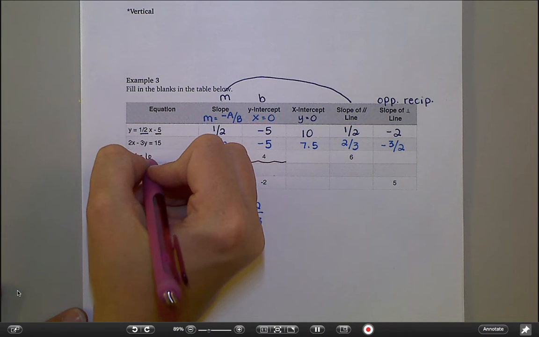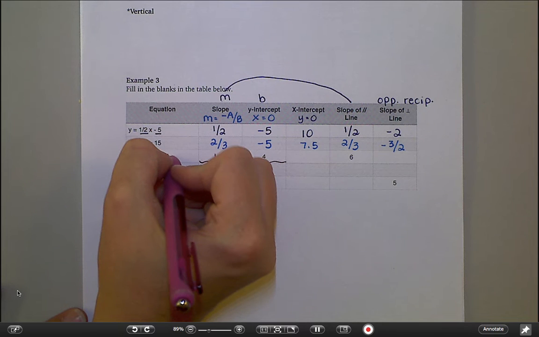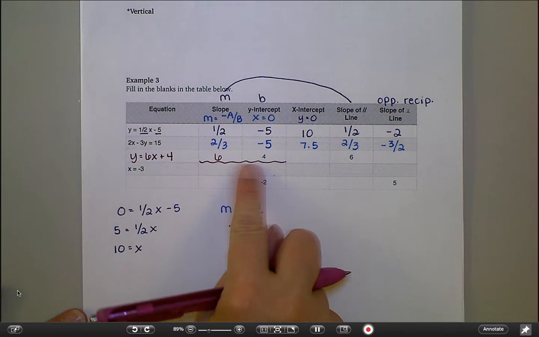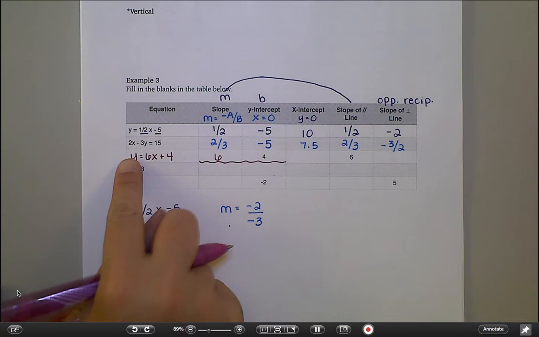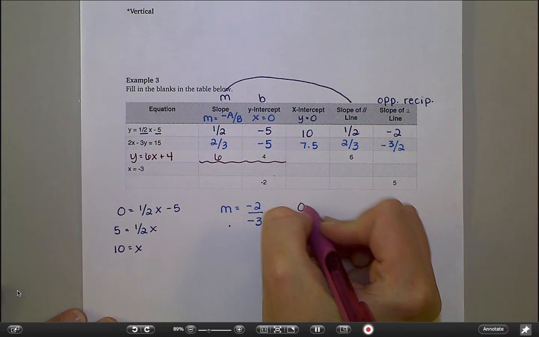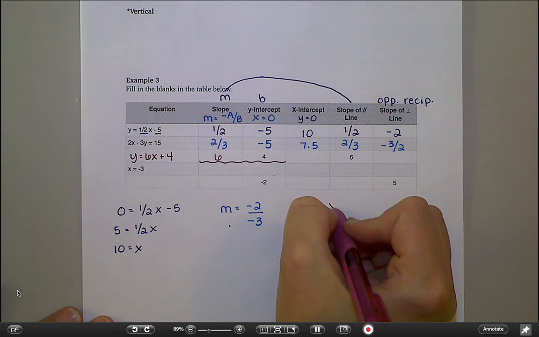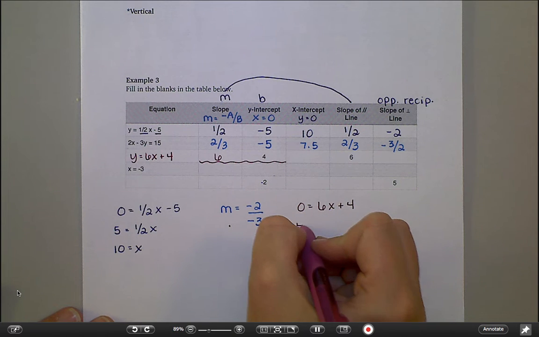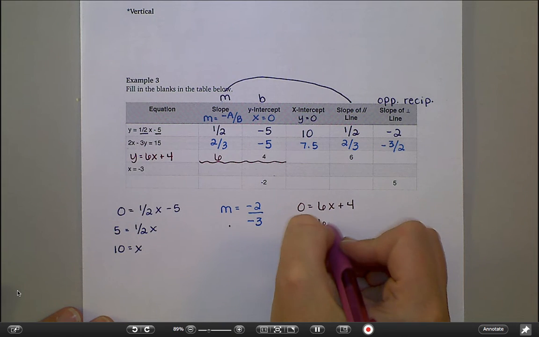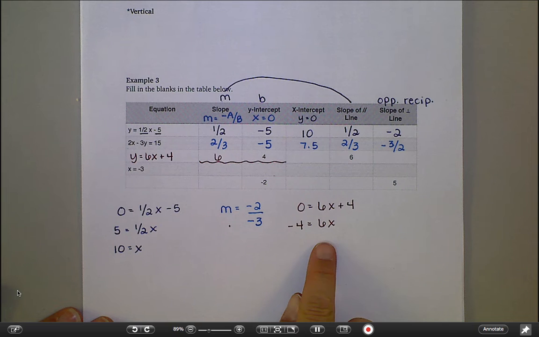So y equals 6x plus 4. That comes from these two things. I will have to do a little bit of work for my x-intercept. Remember, that's where I want to make y equal to 0. So I'm going to say 0 equals 6x plus 4. Subtract the 4, so I get negative 4 equals 6x. And then divide by the 6.